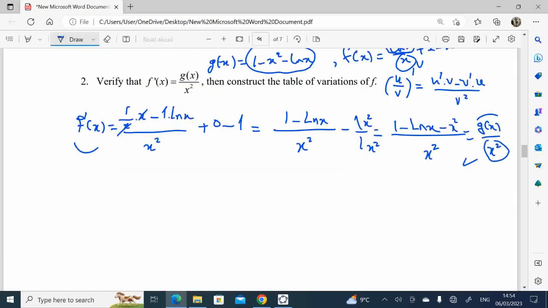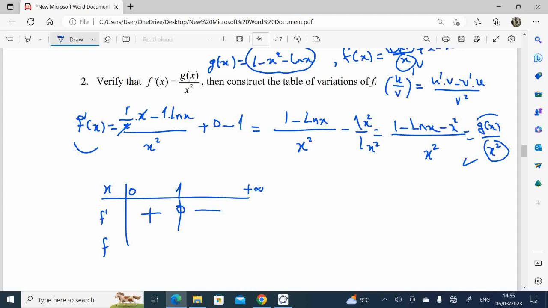So if I draw the table of variation, this is x, this is f prime, and this is f. The domain for f is 0 to plus infinity. g of x changes sign at 1, so f prime will do the same thing. g of x is equal to 0 at 1, which means f prime is equal to 0 at 1. g of x was positive between 0 and 1, so f prime will be positive between 0 and 1, and negative for x greater than 1.